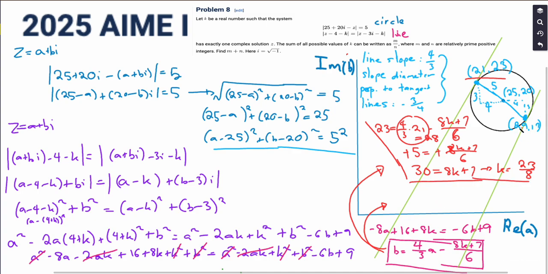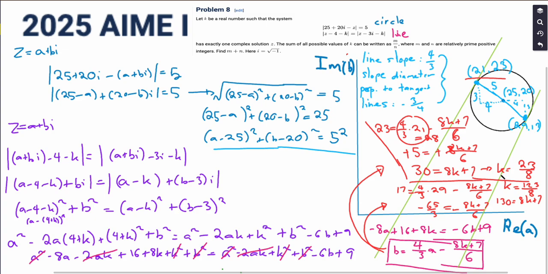The other possible solution is if we use the point 29, comma 17. So we have 17 equals 4/3 times 29 minus 8k plus 7 over 6. 29 times 4 is equal to, I believe, 116. 116 over 3. We can move that to the left side. So we get 51 over 3 minus 116 over 3 is equal to -65 over 3. So -65 over 3 is equal to -8k plus 7 over 6. And then here we can multiply both sides by -6, and we are going to get positive 130 is equal to 8k plus 7. And then we get another value of k, which is k is equal to 123 over 8.